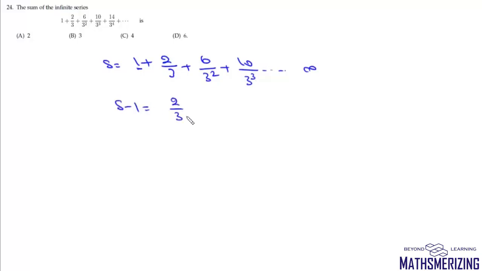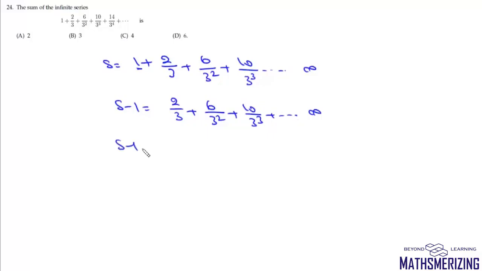Now question number 24 is, we need to find the sum of this infinite series, which is 1 plus 2/3 plus 6/3² plus 10/3³, and this series continues up to infinity. We'll take this 1 on the left hand side. We'll write S minus 1 as 2/3 plus 6/3² plus 10/3³ up to infinity.